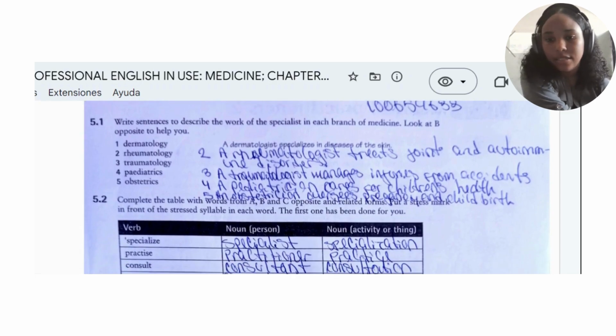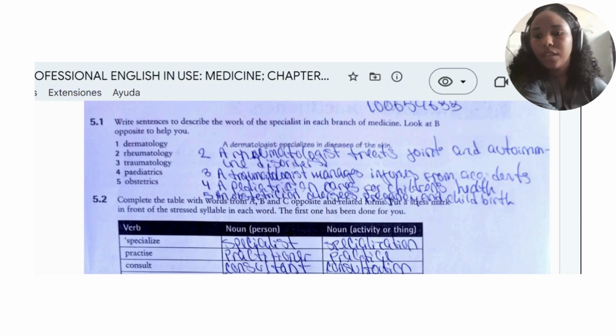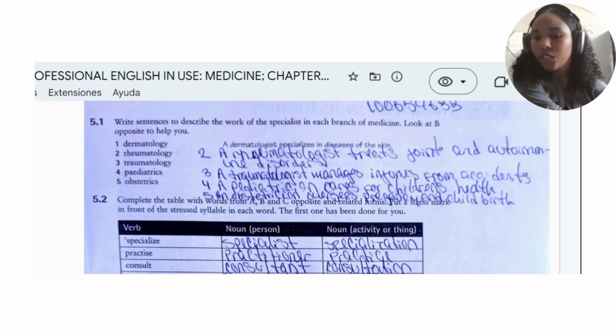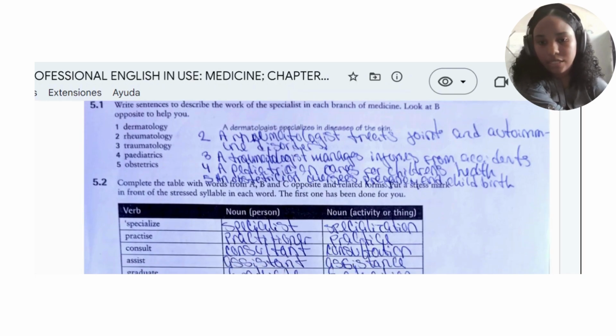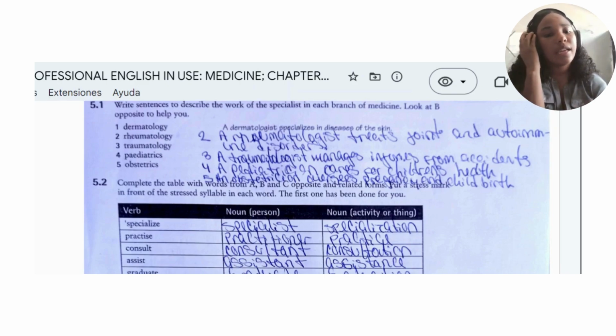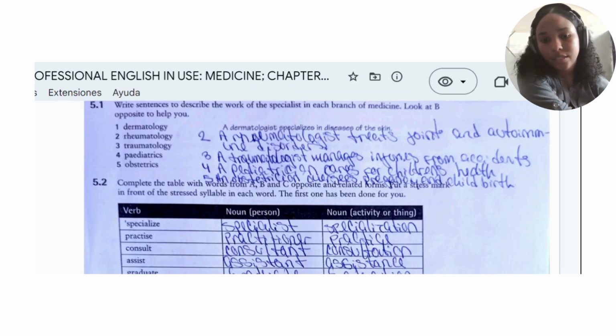Write sentences to describe the work of the specialist in each branch of medicine. Look at the opposite page to help you. 1. Dermatology. A dermatologist specializes in diseases of the skin. 2. Rheumatology. A rheumatologist treats joint and autoimmune disorders.